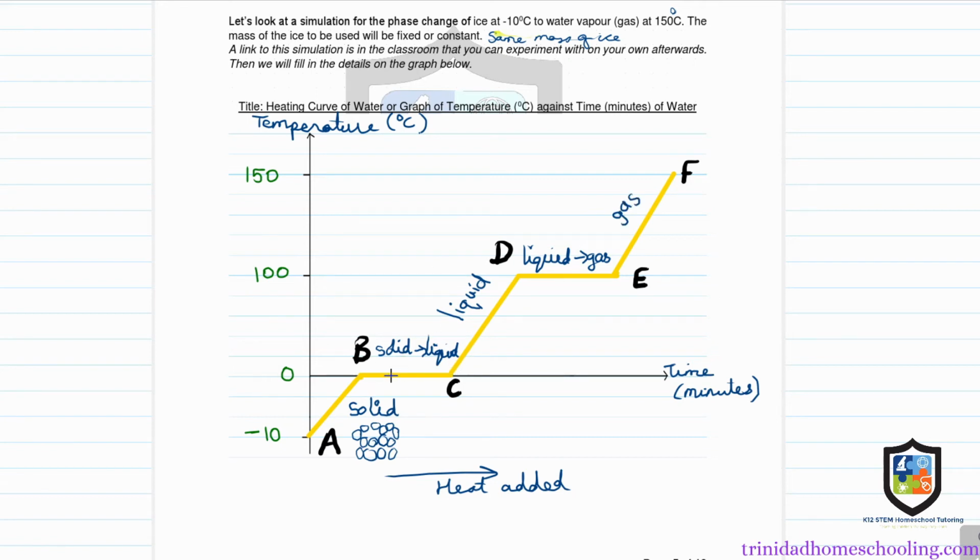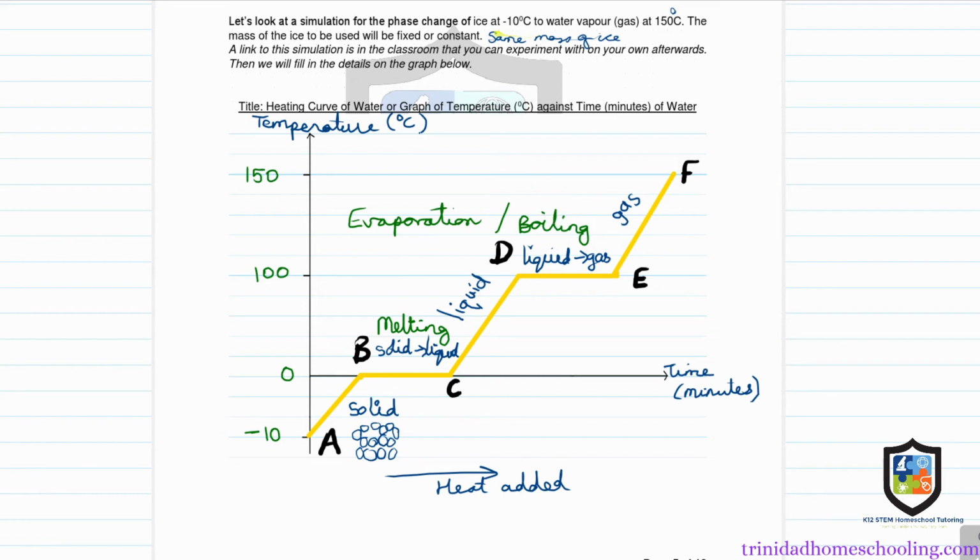Now, the name of this phase change between B and C, for a heating curve, is called melting. This process here is melting. And between D and E, this process is boiling, or sometimes it could be evaporation. But more so boiling.